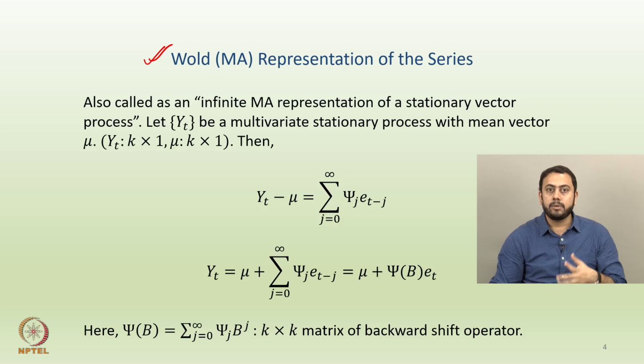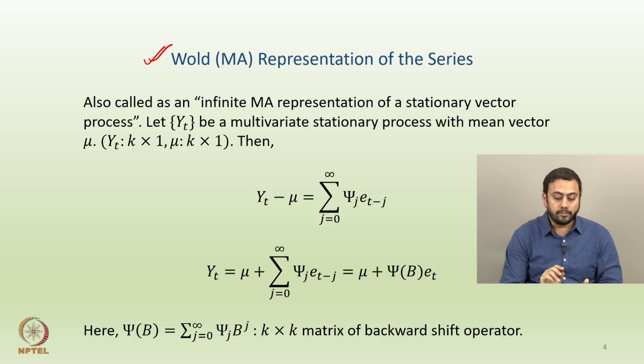Just to give you a very quick refresher, an MA process is nothing but you have the time series yt on one side and the moving average in terms of all the random errors on the right hand side. Similarly here something of a similar nature should happen. Even if you transition from a univariate MA to a multivariate MA, things won't change very drastically. So what exactly do you mean by this Wold representation? This is in fact also called an infinite MA representation of a stationary vector process. And why infinite, we will soon see.